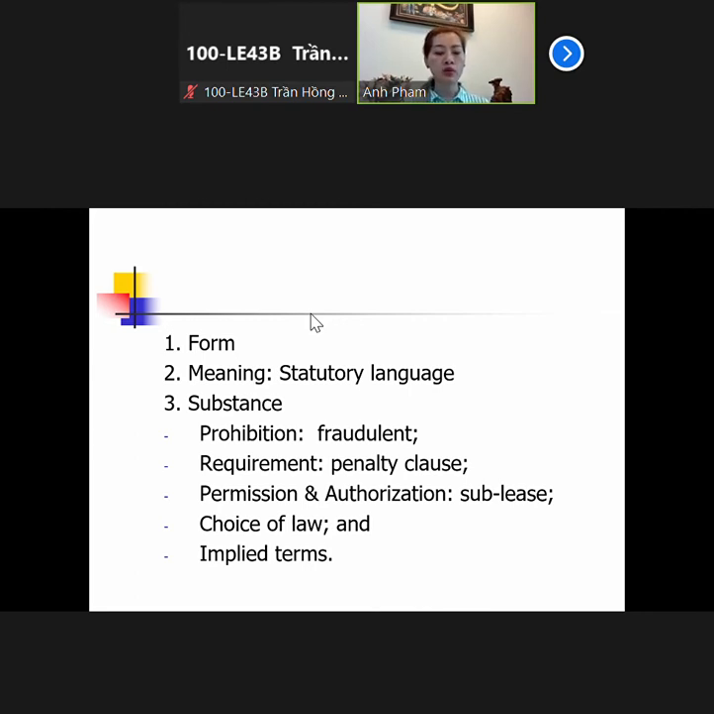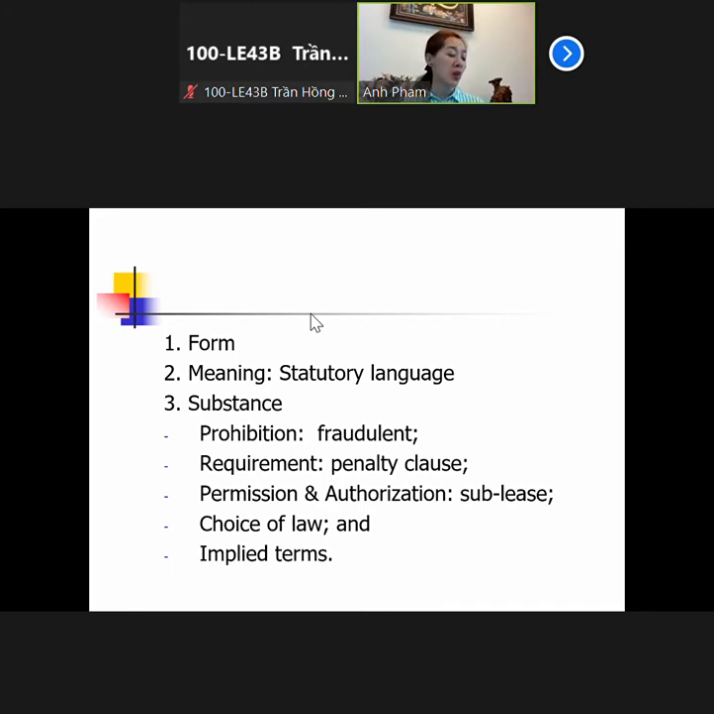Now, choice of law. The choice of law is an important content of a contract in case of international transaction. So in case the contract is entered into between two parties from two different nationalities, people will consider what kind of law they will use in order to be fair to both parties. And usually they choose the third party's law.